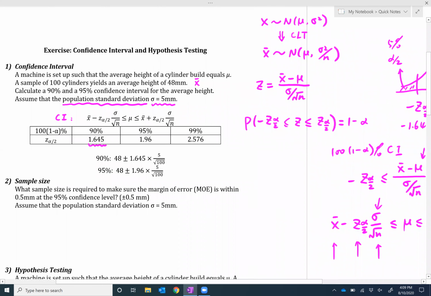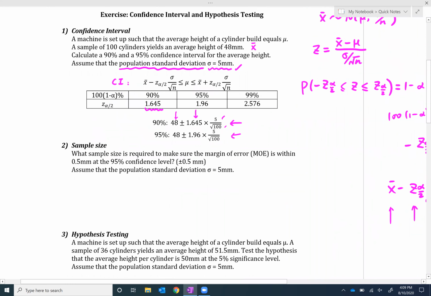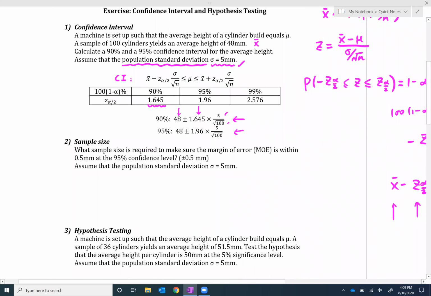So now for the 90% confidence interval, we put z alpha over 2 right here. So this is plus minus 1.645. The standard deviation sigma is 5, it's right here. And we have 100 cylinders, and we know the sample mean. So this will be our 90% confidence interval, and this will be our 95% confidence interval. This is how we get the confidence interval for the population mean based on the sample data we have.